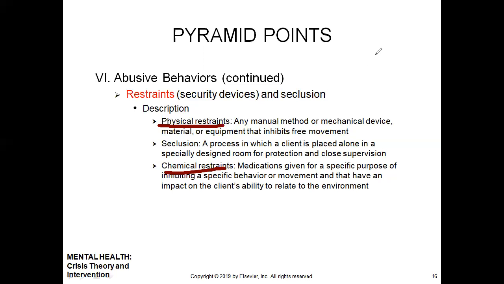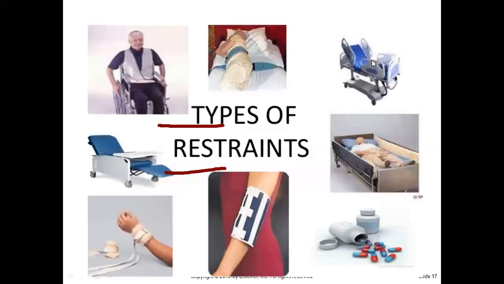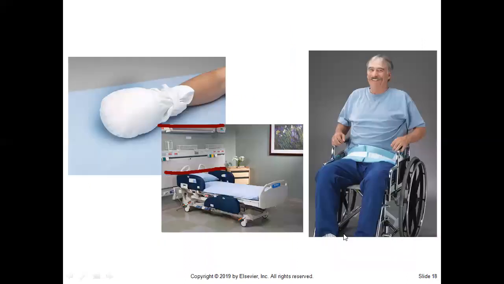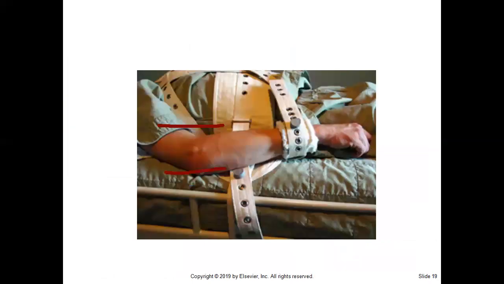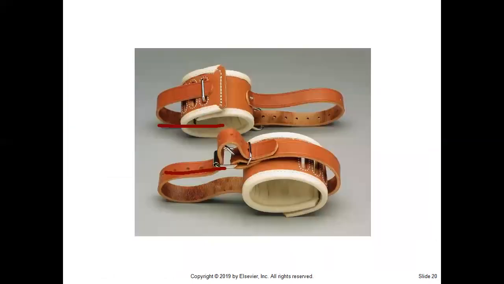Here you can see some pictures. These are the types of restraint, some physical and some chemical. Like tying up the patient with a wheelchair, or here tied up with the bed. That is physical restraint. And some chemical or psychiatric drugs are chemical restraint, right? This belt is a physical restraint.